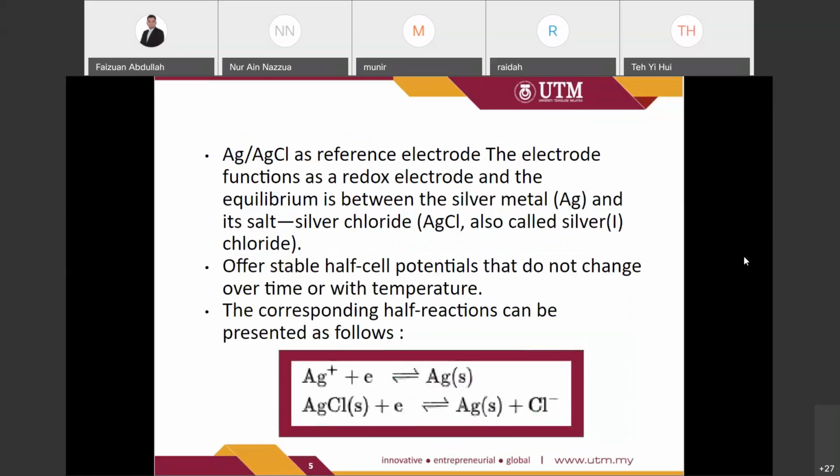Okay, silver chloride was used as a reference electrode. The electrode functions as a redox electrode and the equilibrium is between the silver metal and its salt, silver chloride. It offers a stable half-cell potential that does not change over time or with temperature. The corresponding half reaction can be presented as follows. Next.